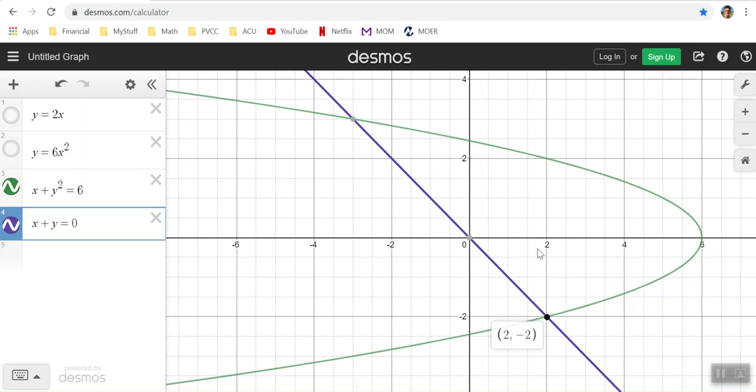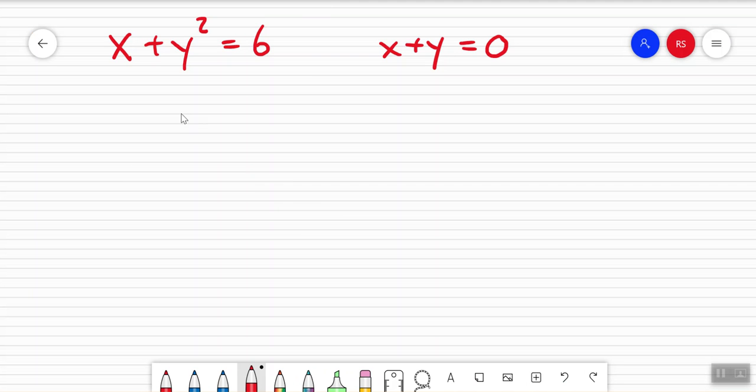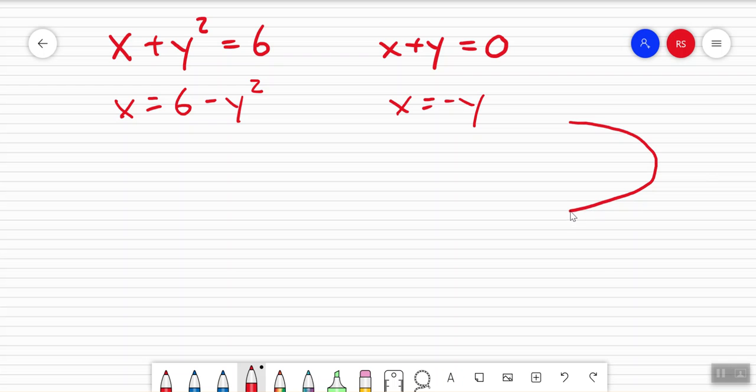This is going to be much easier to set up so that we are looking at these equations where x is a function of y. So let's go back to the whiteboard. If x is going to be a function of y, I would rewrite this as x equals 6 minus y squared, and x equals -y. Now, let's just graph these. We know that one was a sideways parabola, looked something like that.